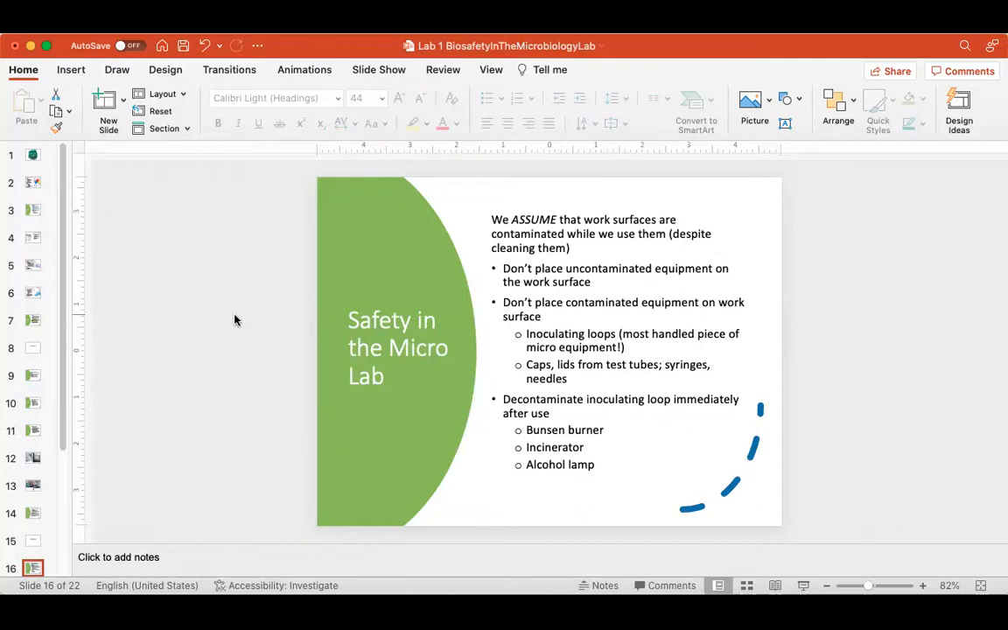In the microbiology lab, we're going to be talking about the different kinds of equipment that we use that's specific to microbiology, because most of what we're doing in the lab is moving microbes. We're moving, particularly bacteria, from one place to another. It's important that we remember that there are microbes all over us and in us, and there are also microbes all over our environment. We have to assume that any workspace, any work surface, is potentially contaminated. We have to act as though everything is contaminated and treat it that way.